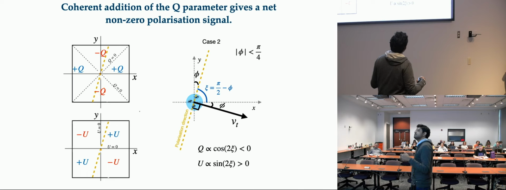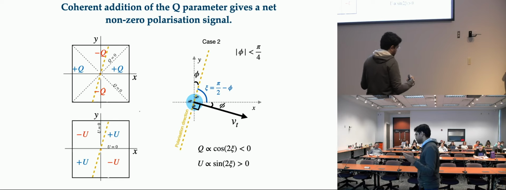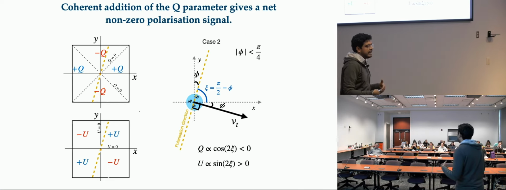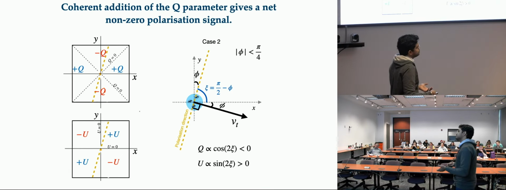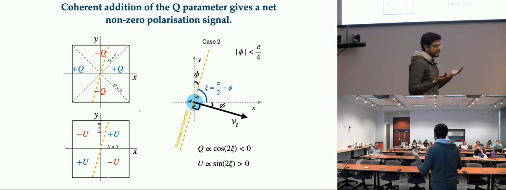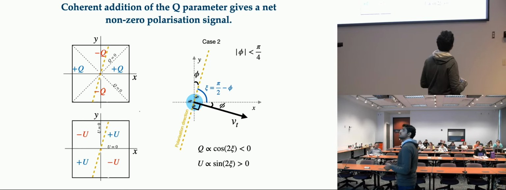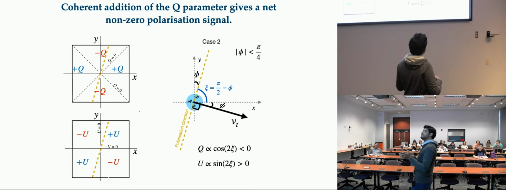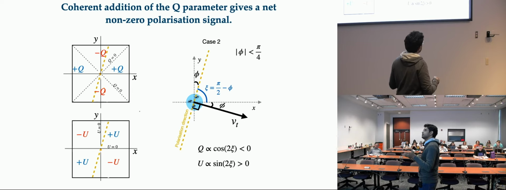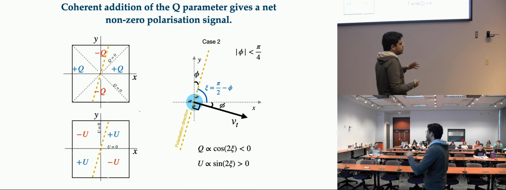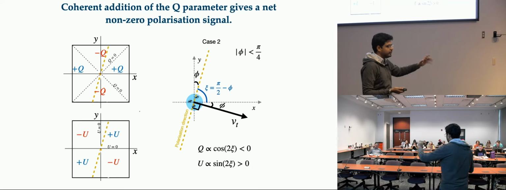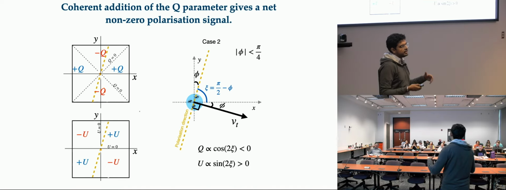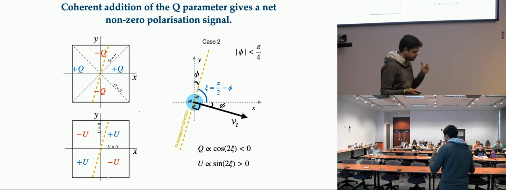So what happens is that in this choice of coordinate system, if you add cluster pairs, your U parameters will sometimes be positive and sometimes be negative, and it will average out to zero. But the Q Stokes parameters will always be negative, so they will add up coherently and give you a net polarization signal. I should mention that this is for this particular choice of coordinate system. If you rotate your coordinate system, both U and Q Stokes parameters will be non-zero because Q and U rotate among each other, but your net polarization signal remains the same.